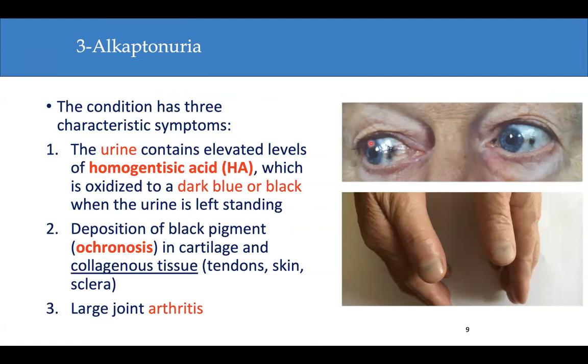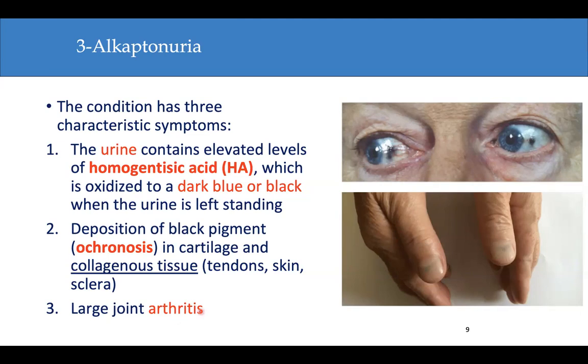So here's a patient with Alcaptonuria. As you can see in their eyes where they have collagenous tissue, there is a deposition of this black pigment. It's also known as ochronosis. It's also seen in the fingernails and in any other place. It can also be seen in the ears, for example. It's seen in various places. Another thing that happens to these patients is they get a lot of arthritis. So these are two things.